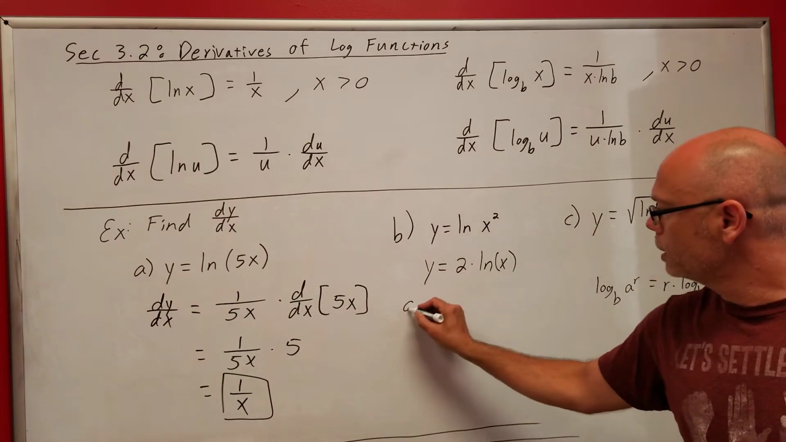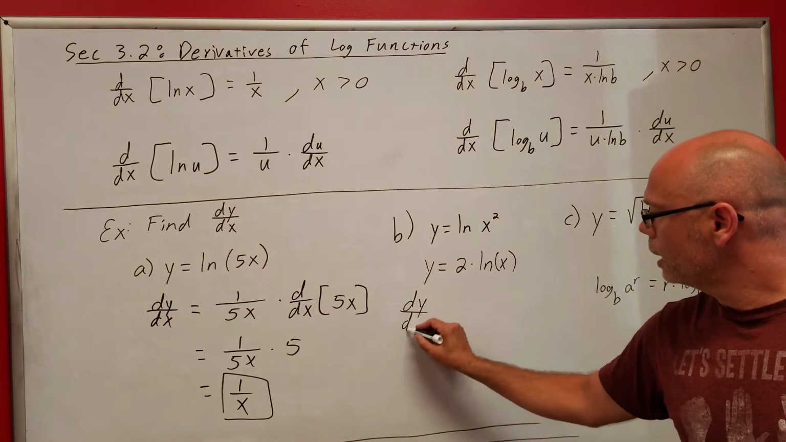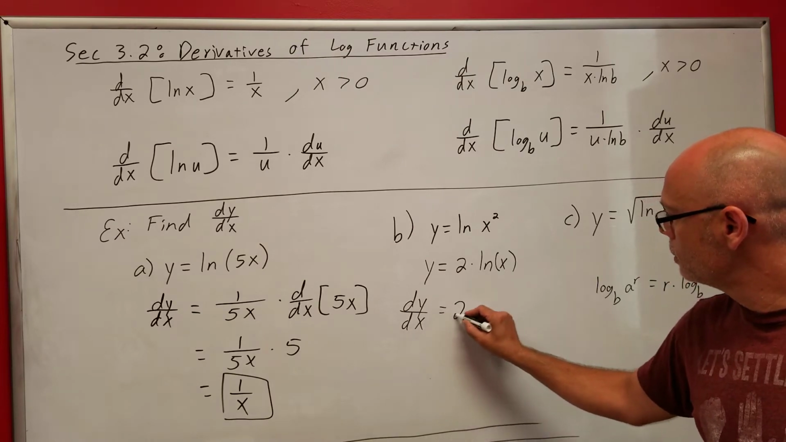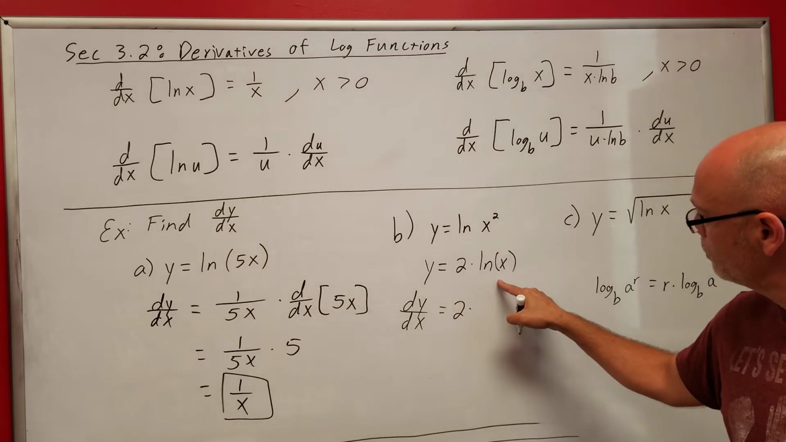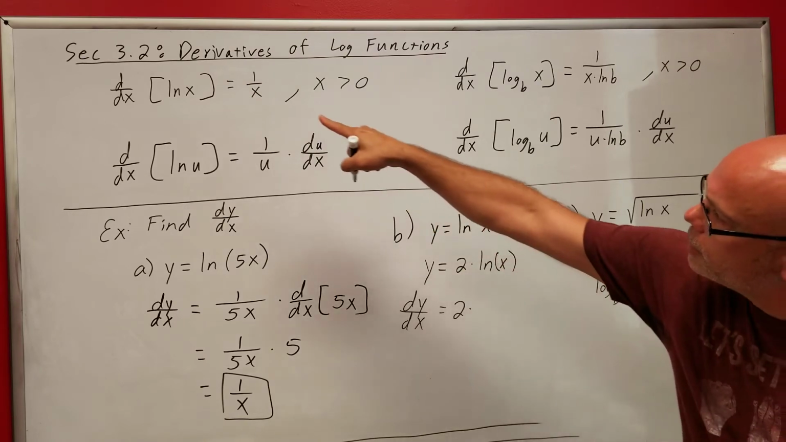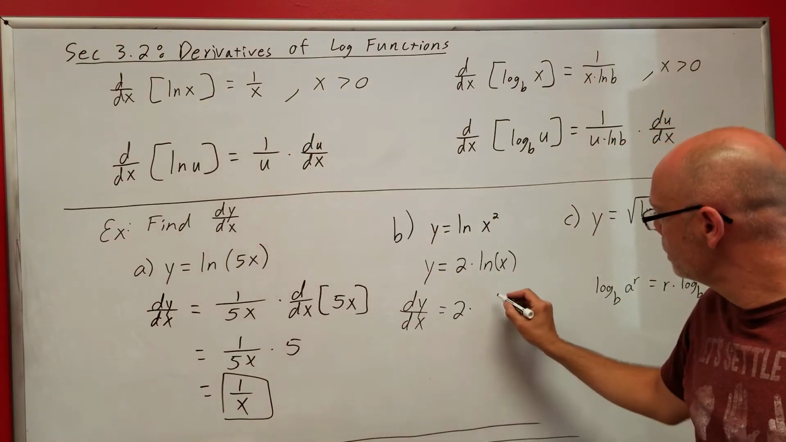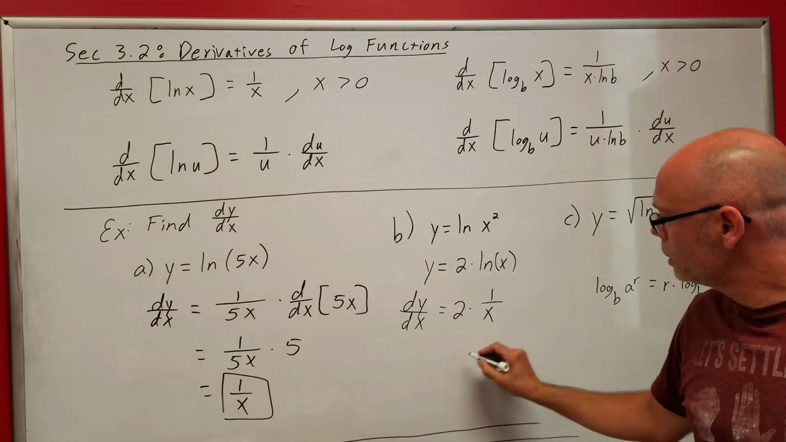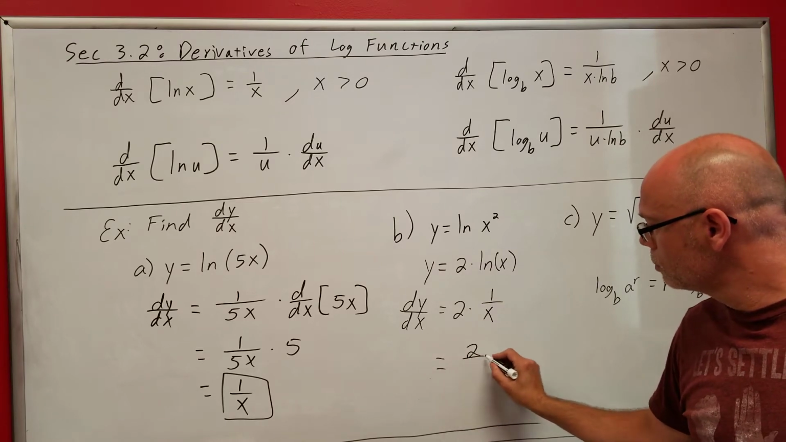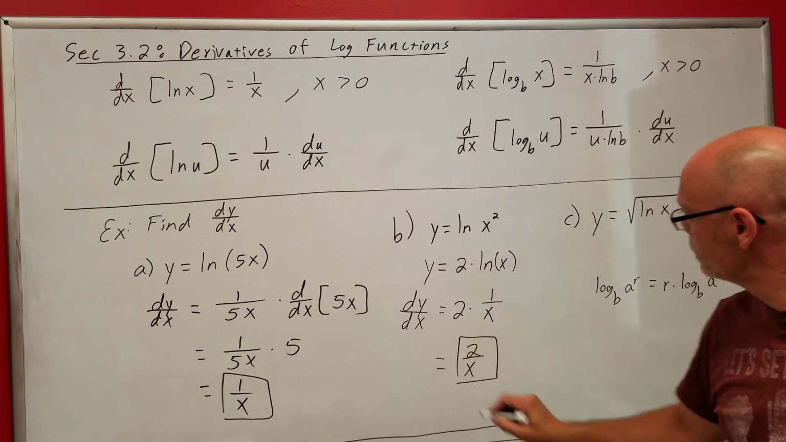All right, now let me go ahead and take the derivative. dy over dx is equal to 2 times the derivative of natural log. What did we say the derivative of natural log of x was? 1 over x. So what does that give me? Just 2 over x.